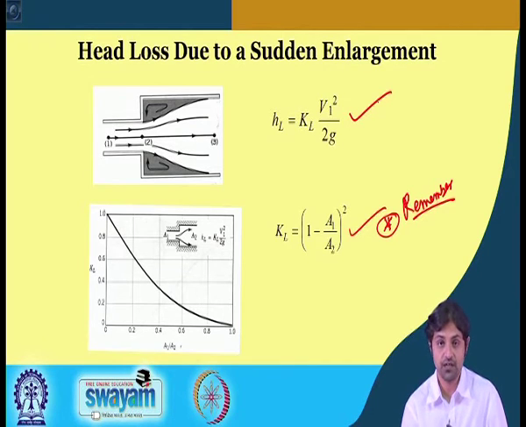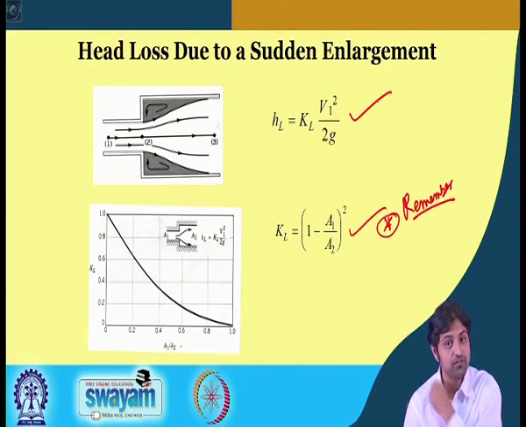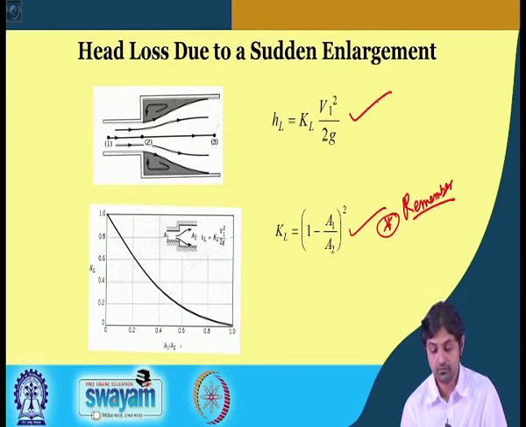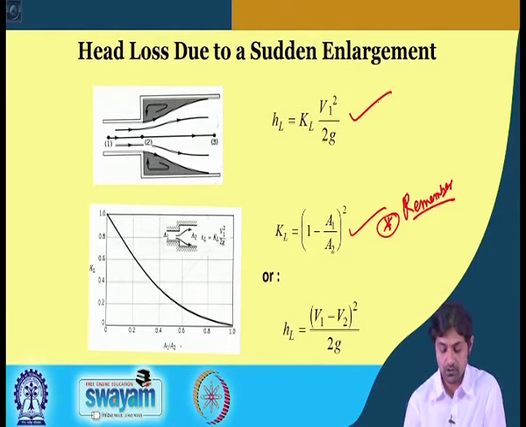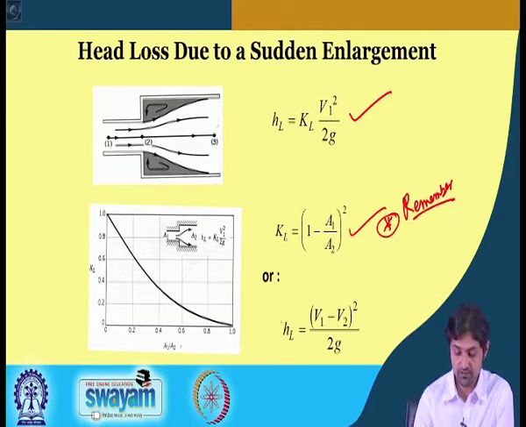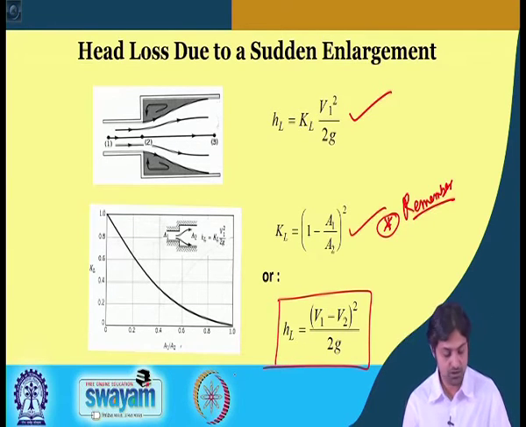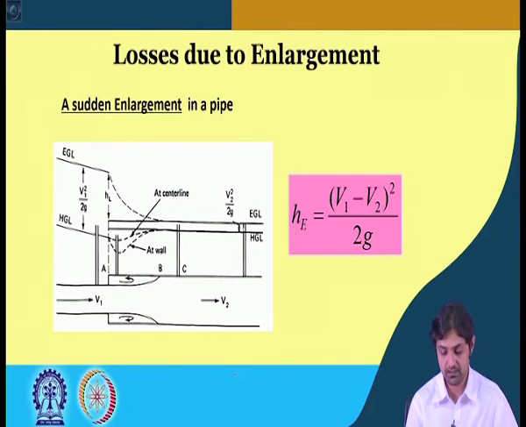And in case of sudden contraction, KL was 0.5, if you remember. So, if you put this, we come back to the formula which we saw in the last page. You can also see head loss is going to be V1 minus V2 whole square by 2g, as we saw in the last slide here.